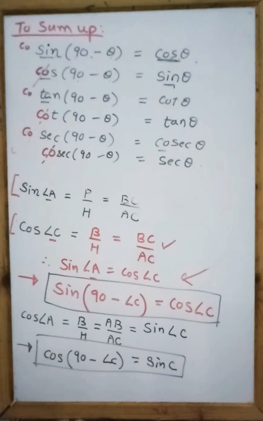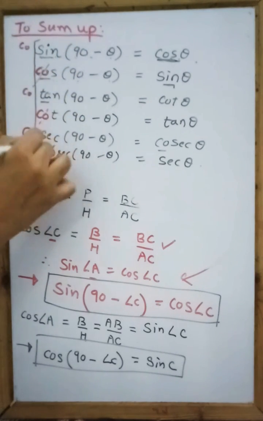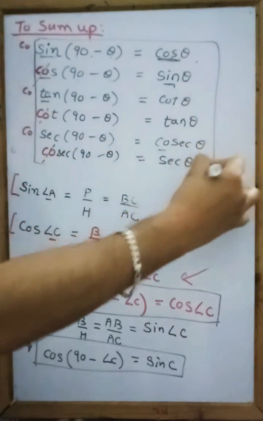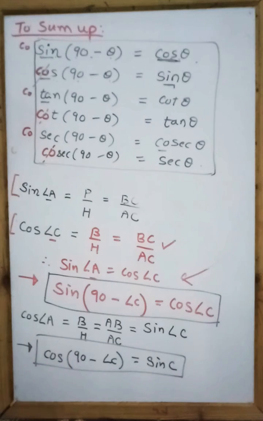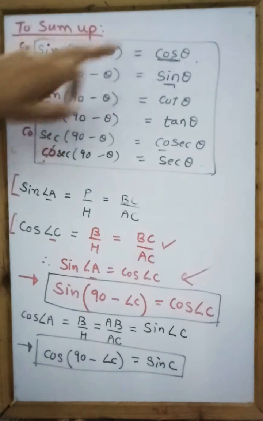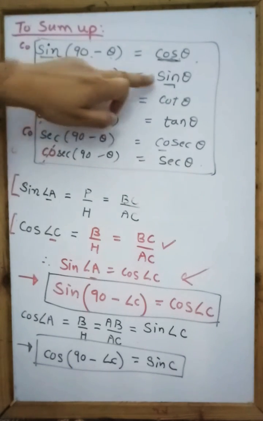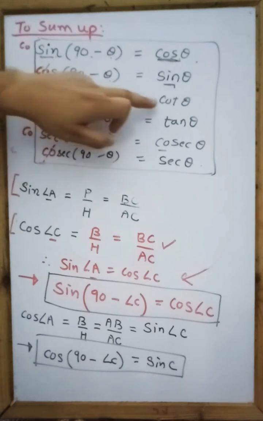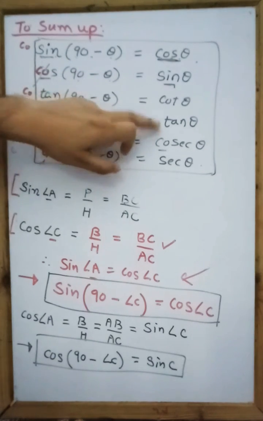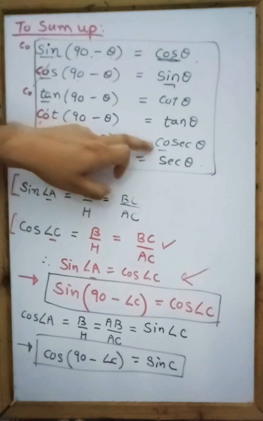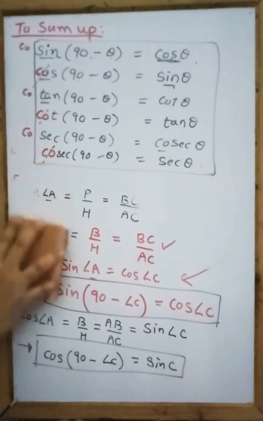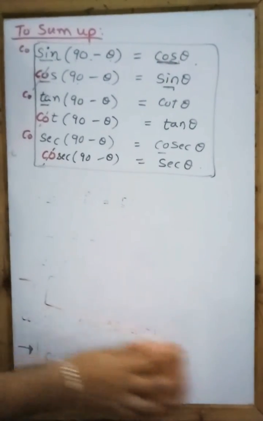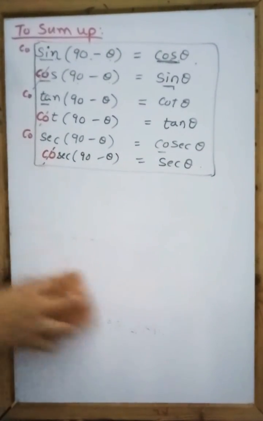So dear children, this is the list of formulas. I repeat again. These can be derived in the way that I have just told you. Sine 90 minus theta is cos theta, cos 90 minus theta is sin theta, tan 90 minus theta is cot theta, cot 90 minus theta is tan theta, secant 90 minus theta is cosecant theta, and cosecant 90 minus theta is secant theta. So for example, let us try to take one example over here.